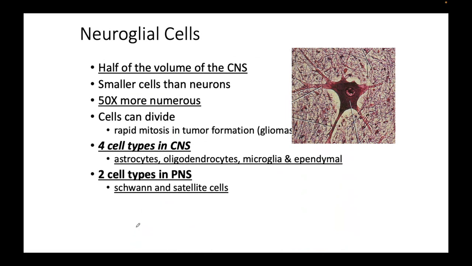Good place to take our next break. When we come back, we'll get into the neuroglial cells since we already covered the neurons.